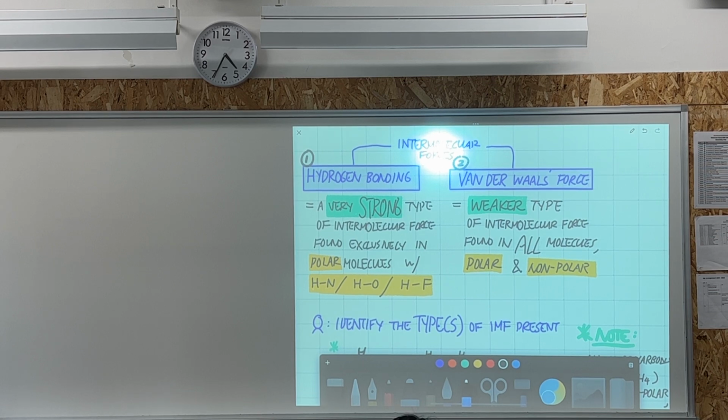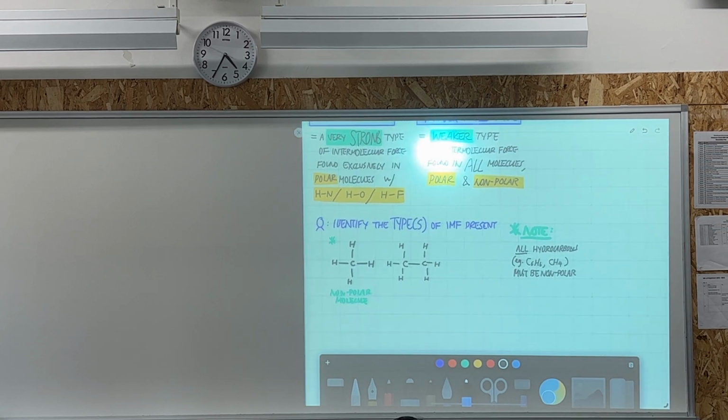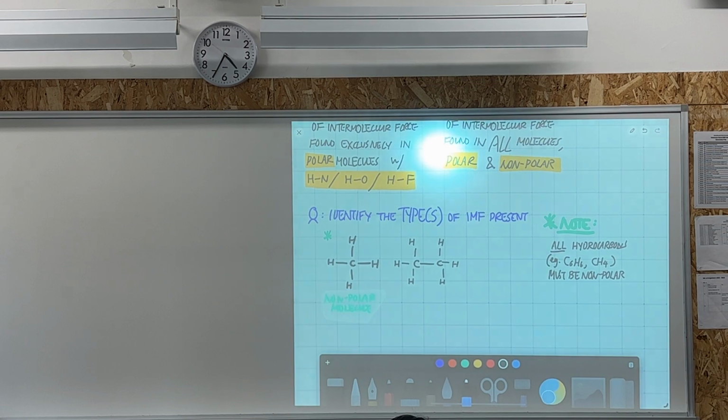Van der Waals. So think of this as something that everybody has. So you don't even have to look at whether it's polar or not because everybody has it. And these are the VIP. Only the VIP can have it. And to check if the molecule is VIP or not, we check the structure. So let me show you one more here.